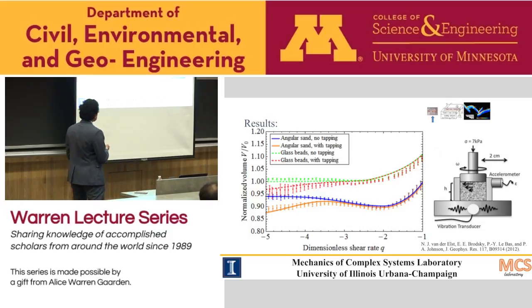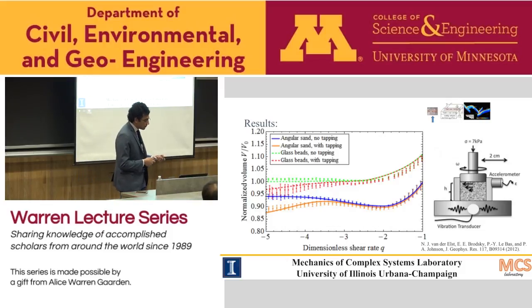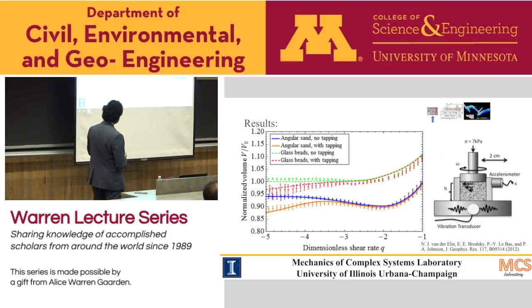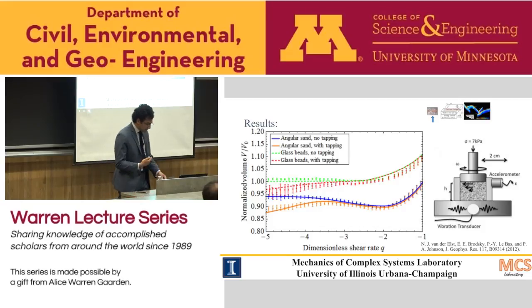So these were the experimental measurements, and then the dotted line here are the predictions of the theory. We can choose parameters for our theory that can fit these experiments, showing this competition between compaction and dilation.